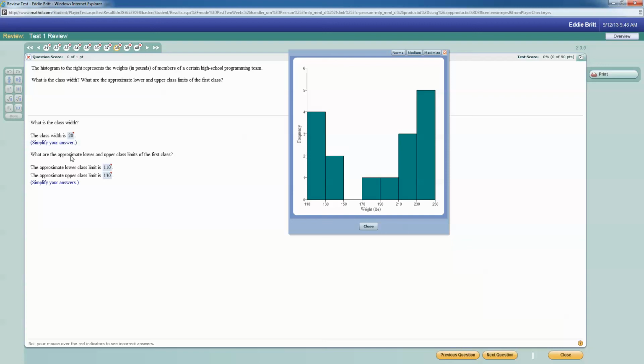Then the approximate lower and upper class limits. This is the first class right here. The smallest value on the horizontal axis is 110. And then see right here where this other bar would start is where the first bar ends. That will be the upper class limit, 130. So 110 to 130.